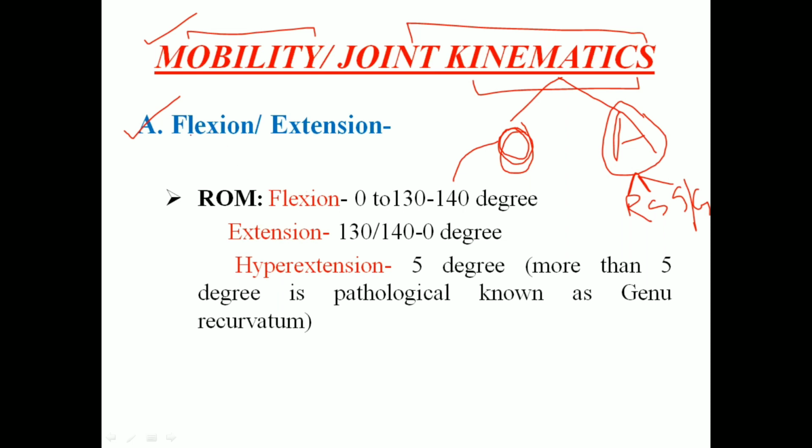Now let's start with flexion and extension. The range of motion for flexion is from 0 to 130 to 140 degrees. Extension is in the range from 130 to 140 back to 0 degrees. Hyperextension is normally 5 degrees. If it is more than 5 degrees, the condition is known as genu recurvatum.